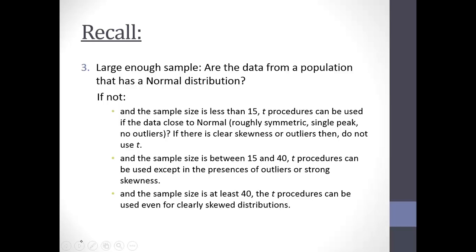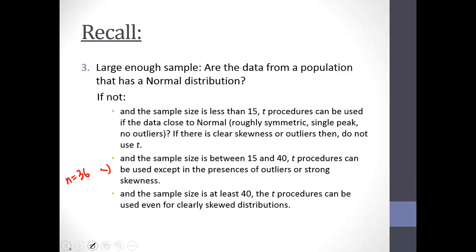So I put this slide up again here. This is from earlier in chapter 18, on page 2 of your chapter 18 notes. Our large enough sample condition is that if the distribution is not normal, which we're not told anything about, and our sample size is less than 40, we still have a chance of using these procedures. Our sample size is 36, so we're in this middle situation here. The condition says we can use the procedure except in the presence of strong outliers or strong skewness.